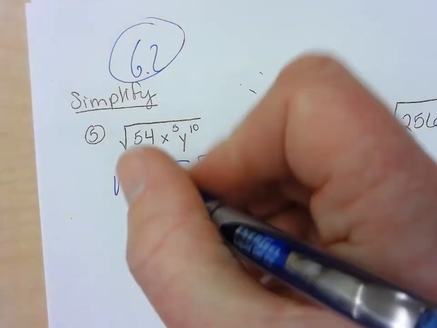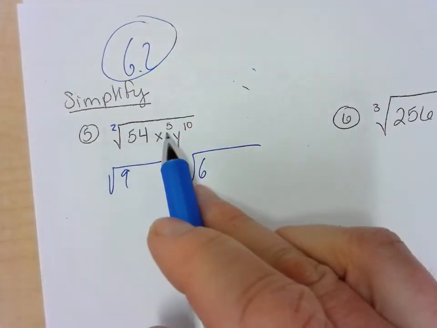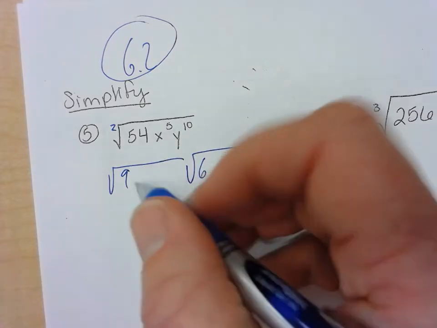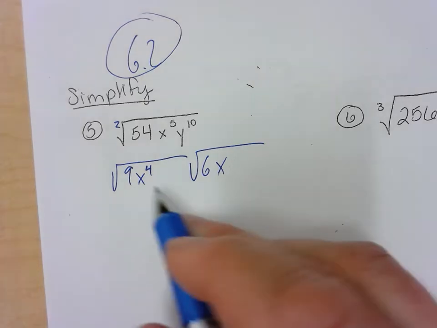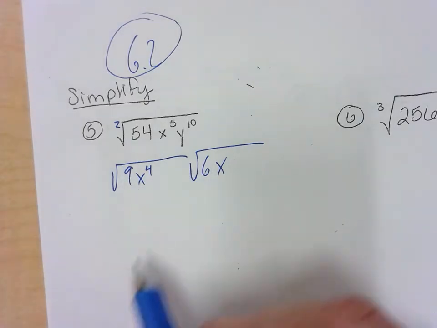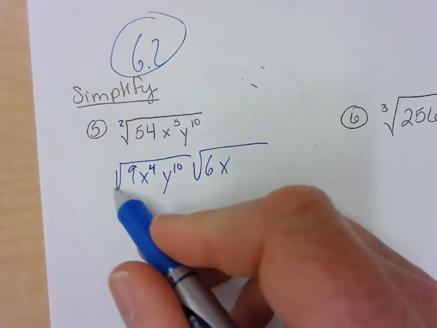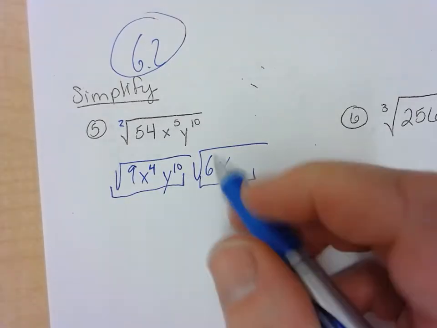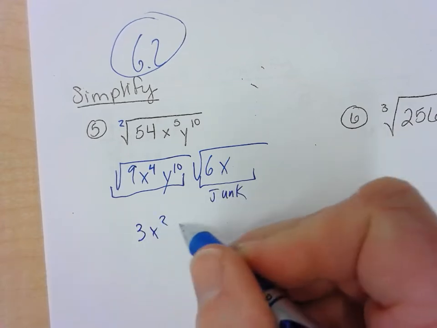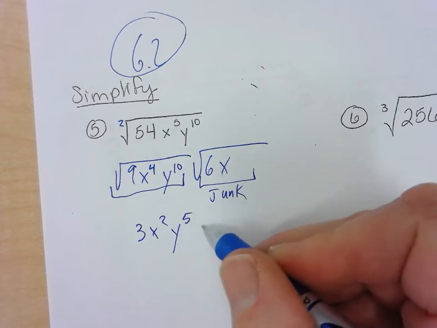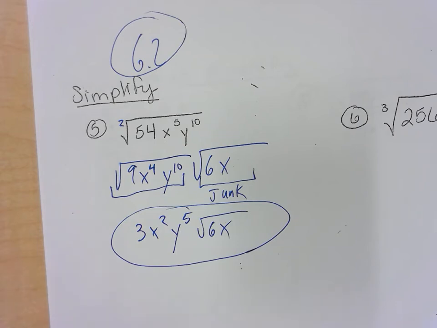So we break it up into 9 and 6. There's an invisible 2 here. Does 2 divide into 5? No, it doesn't divide into 5 evenly. So we drop the power down 1 and make it 4, leaving 1 x back there. So we're sorting out what I can take the square root of, what I can't. Does 2 divide into 10? Yes, so I pick the whole thing in the front. So now the perfect squares are here. This is the junk, the leftover stuff that I can't take the square root of. So it's 3x squared y to the fifth square root 6x. That's typically how we think about that.